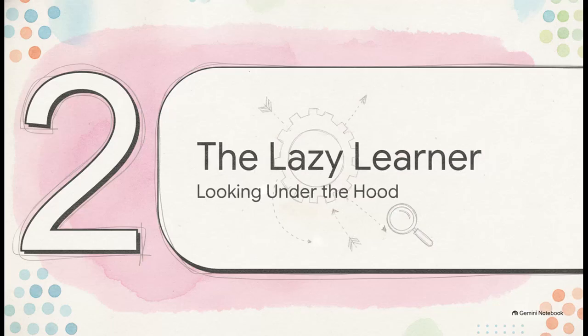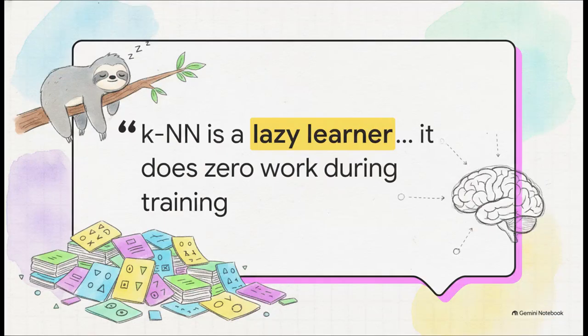Moving on to section 2. The lazy learner algorithm. Let's look under the hood. I absolutely love this term. In the machine learning world, KNN is famously called a lazy learner. Unlike those hard-working traditional models that spend hours crunching data to build explicit equations during a training phase, KNN literally does 0 work during training. None. It doesn't learn mathematical coefficients or weights. It just takes the entire data set and simply memorizes it. The training data is the model.